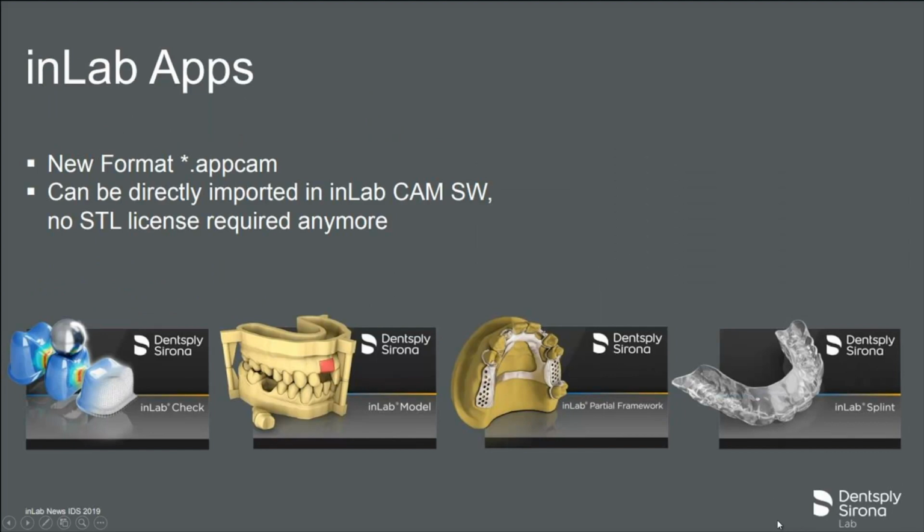For our inLab apps, we have a new format available now called .app CAM, so it can be directly imported into the inLab CAM software. You don't need an STL license anymore. So that applies to the inLab model, inLab partial framework, and the inLab splint.